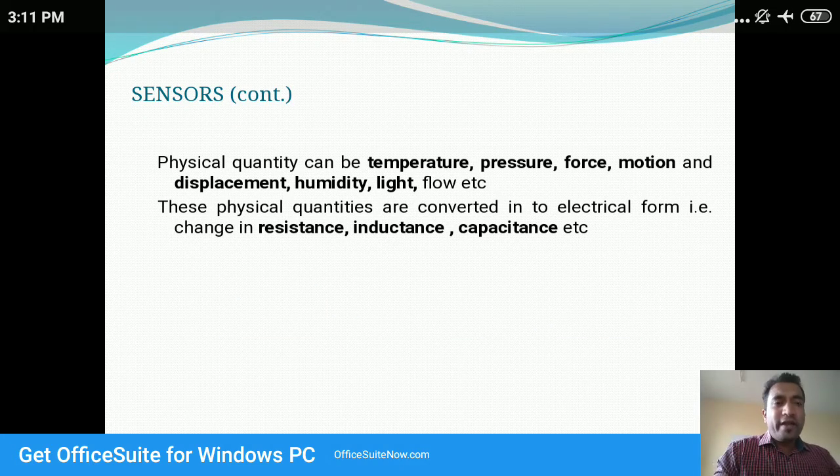Now, what kind of physical quantities can we measure here? Temperature, pressure, force, motion, displacement, humidity, light, flow, etc. When you give these kinds of physical quantities, it converts them into what kind of electrical signals? It converts them into resistance, inductance, capacitance, etc.